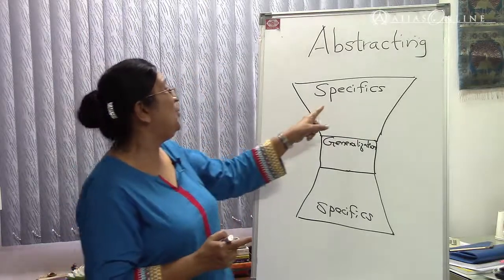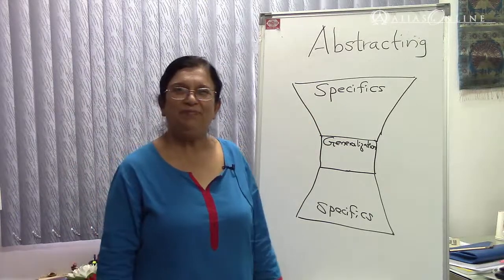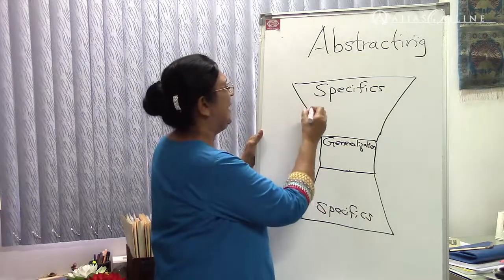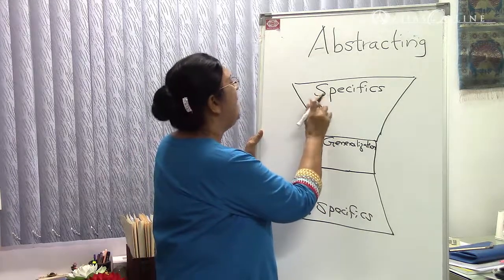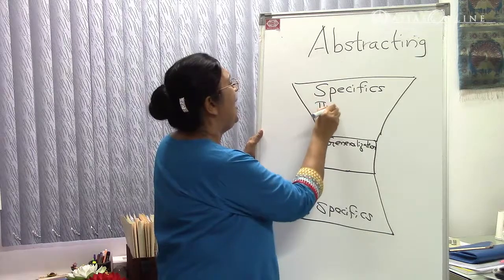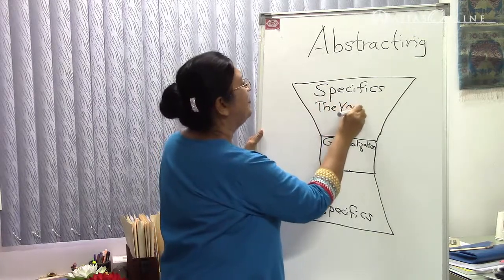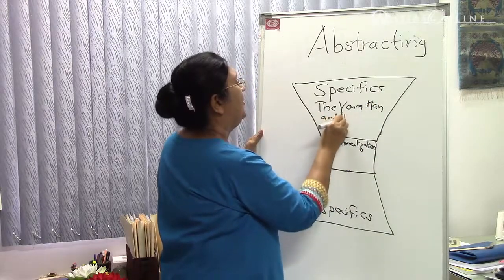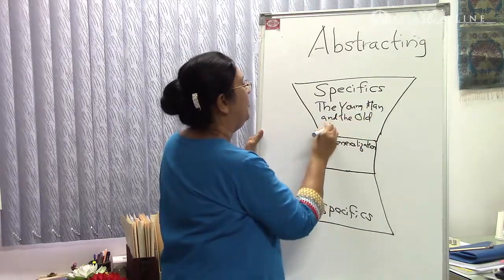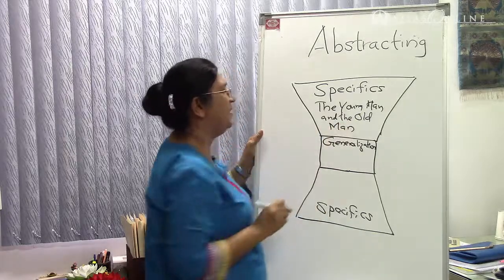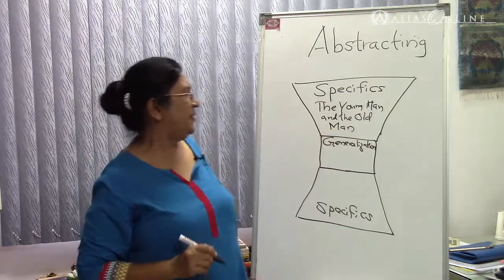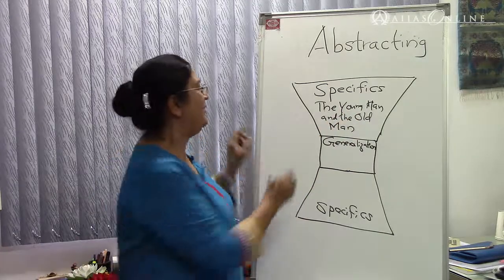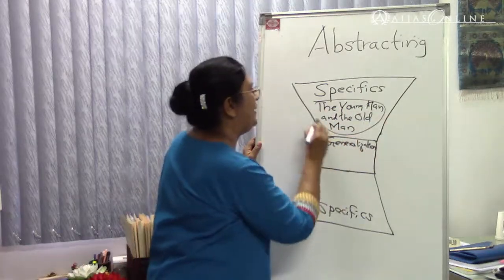Well, if you look at the specifics of the story, maybe you can title it as the young man and the old man. Of course, it was a couple, but the old man was the other main character. The story of the young man and the old man. This seemed to be the specifics.